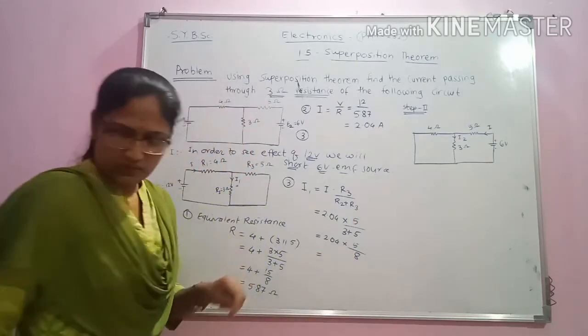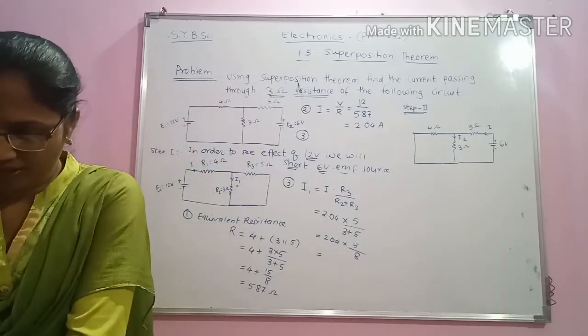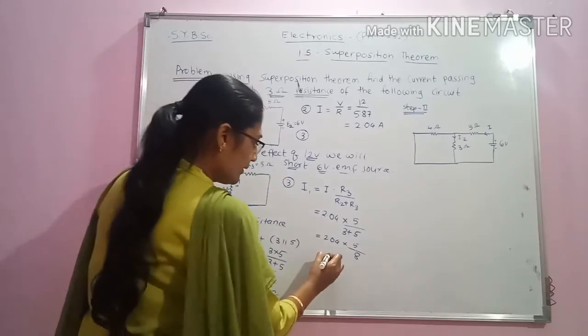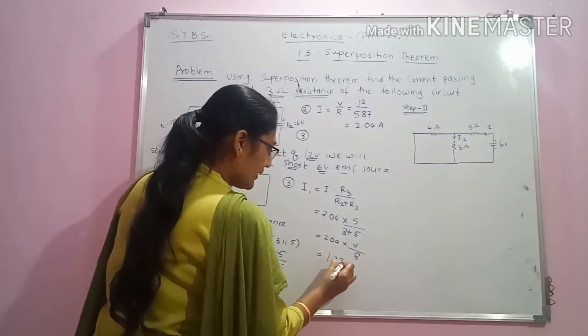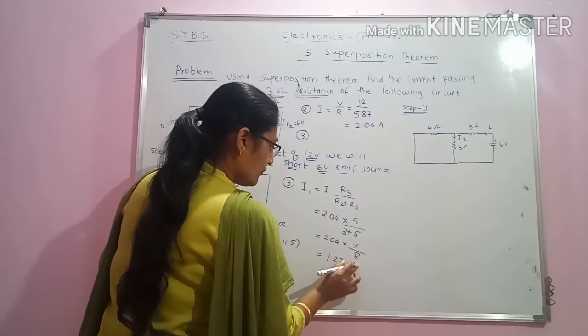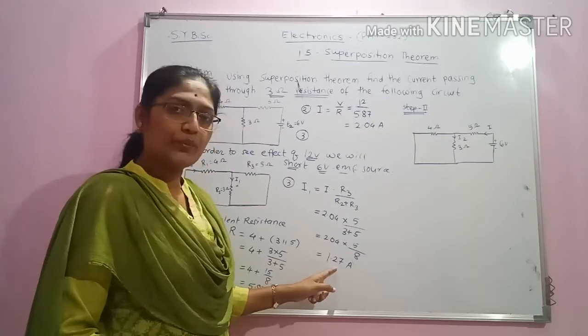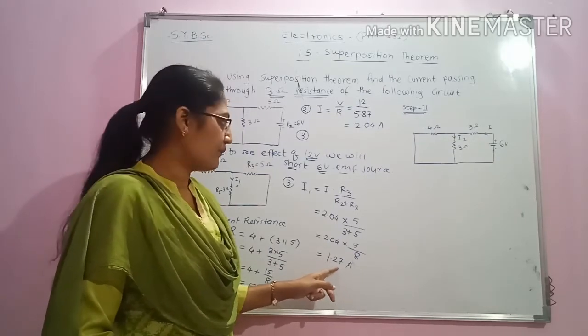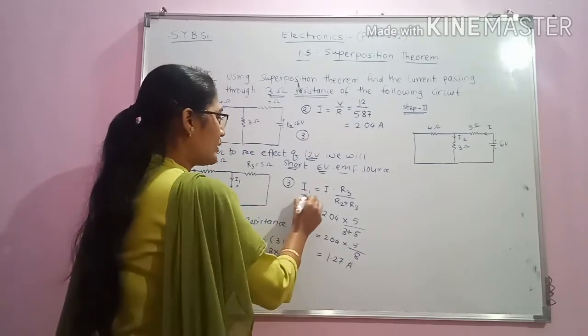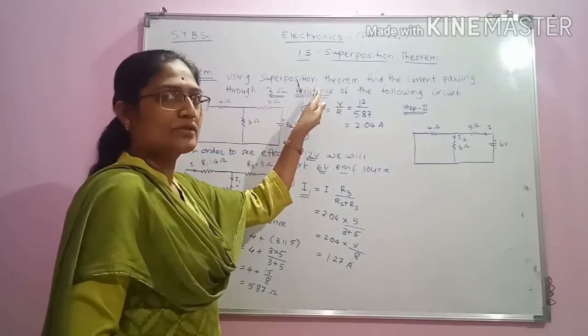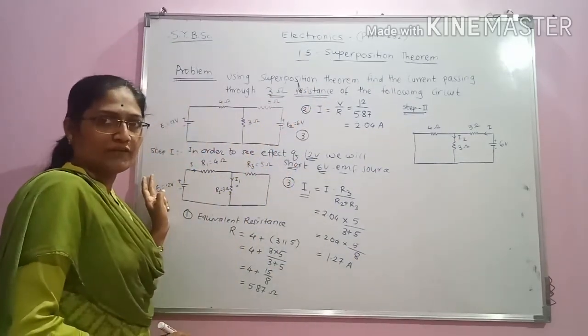And this will give us the value of I1 as 1.27 ampere. Its value is 1.27 ampere. And this is the value of current flowing through the 3 ohm resistance due to the source E1.